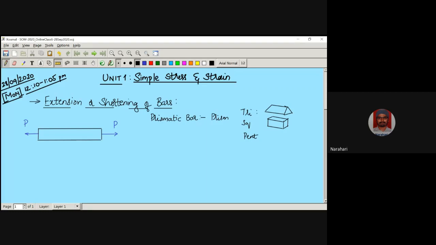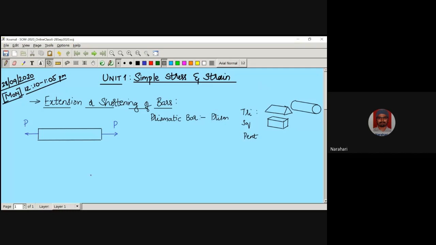Now, a prismatic bar is also valid for a cylindrical bar too. A cylindrical bar is also a prismatic bar. Why so? It's a circular prism, a prism with an infinite number of sides. So anyway, we are considering one prismatic bar. You people already know this, but maybe you never heard of this term.